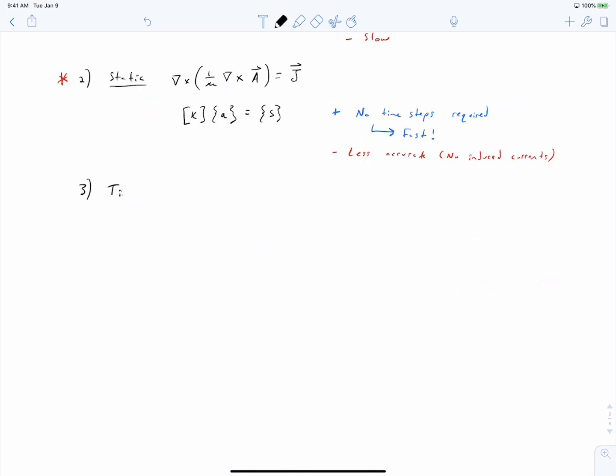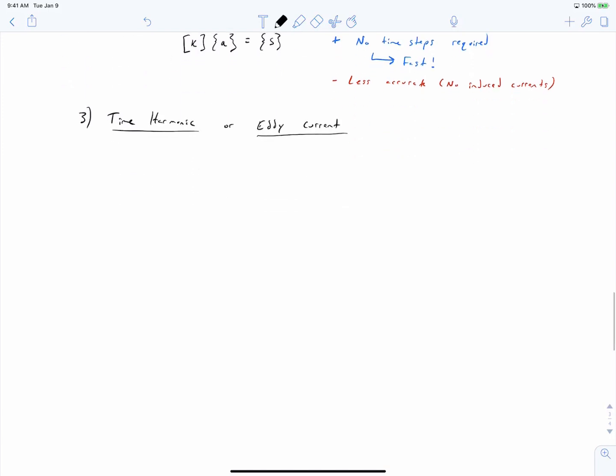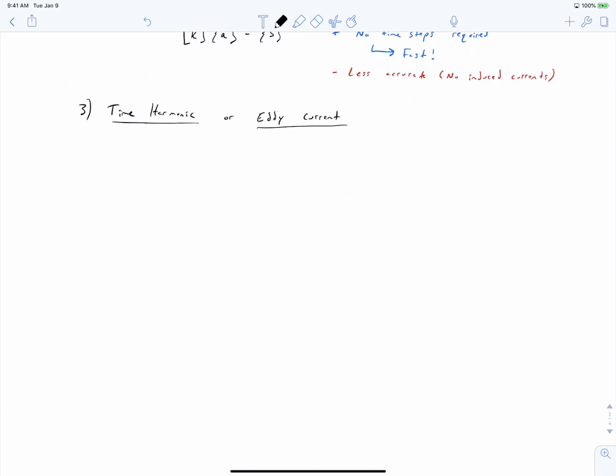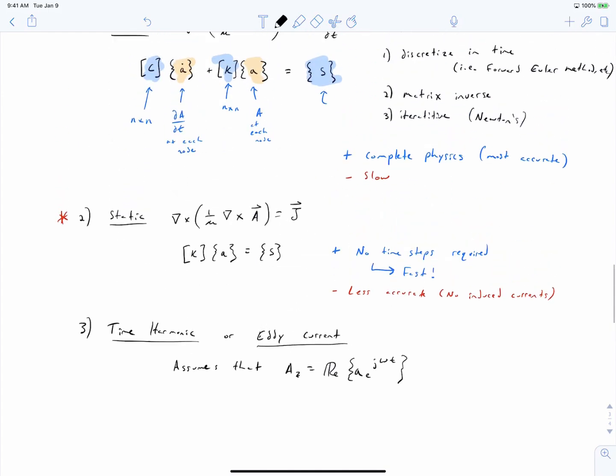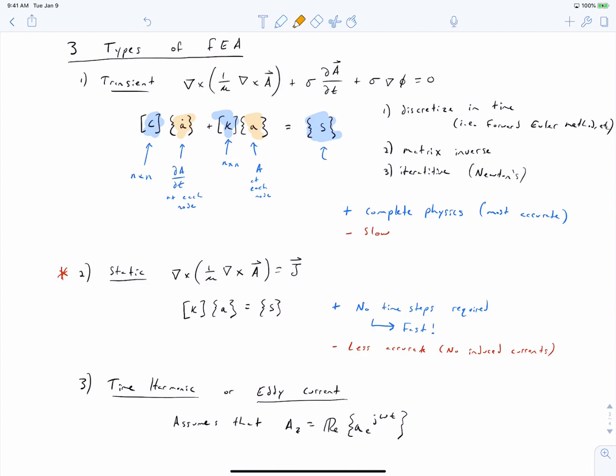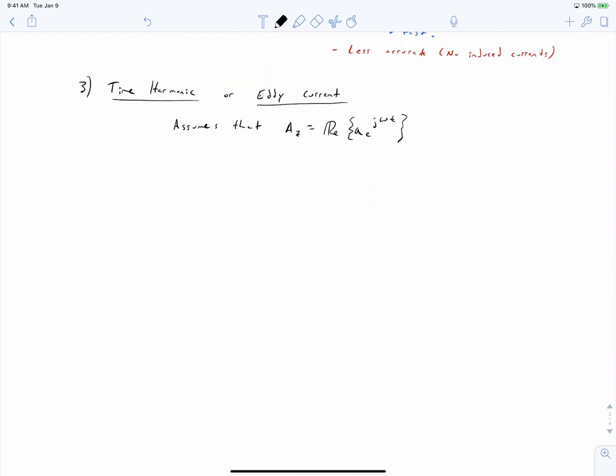And the third approach is called the time harmonic or eddy current solver. In this case, we take the transient equations, but we assume that all of our sources and solutions are sinusoidal. So we assume that our vector potential is sinusoidal in time, as well as our current density. So if we plug this expression for A into our transient FEA formulation above, we get the following expression.